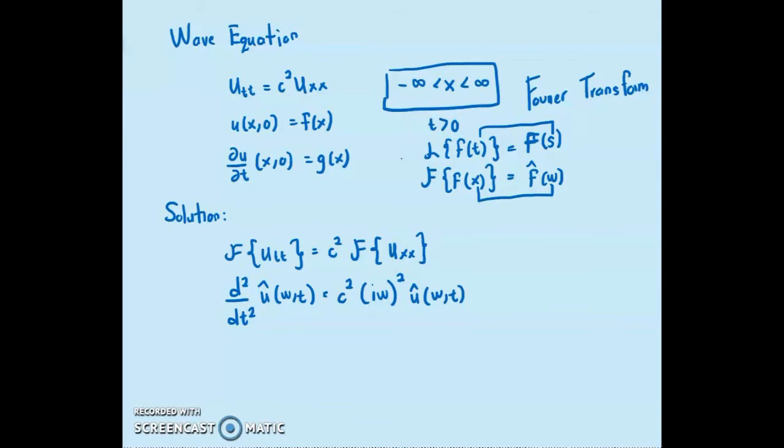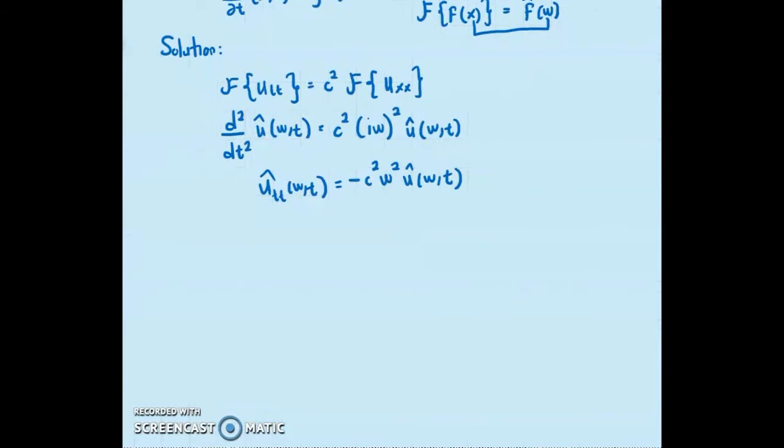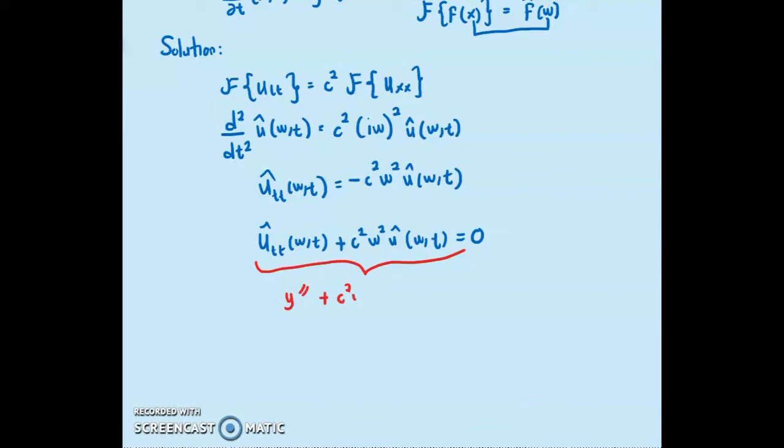Now simplifying this, I can write it as i squared, which is negative 1, times omega squared u hat of omega, t. So this looks like a second order homogeneous equation, where I can write this as u hat double prime plus c squared omega squared u hat of omega, t equals 0. Let me show you, this looks exactly in this form.